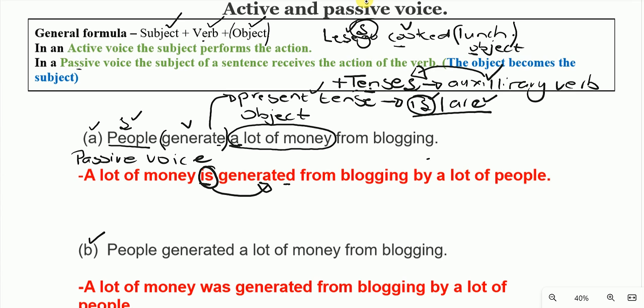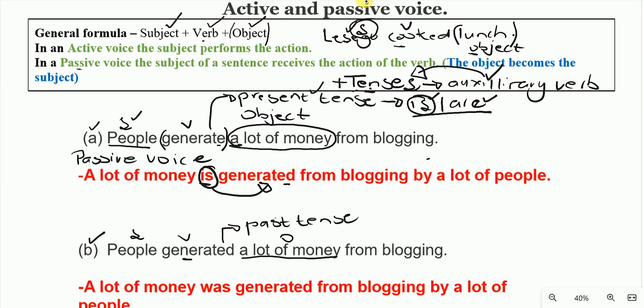Let us move along to the second sentence B. People generated a lot of money from blogging. The difference between this sentence and this sentence: here we say generate, and then here we say generated. So it means that sentence B is in a past tense. Sentence B is in a past tense. And then we know that people is our subject, generated is our verb, and we already know that a lot of money is our object.